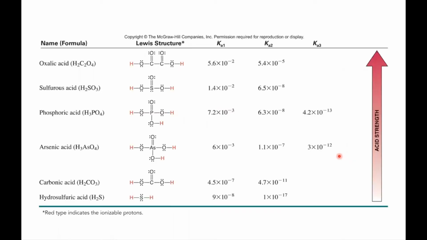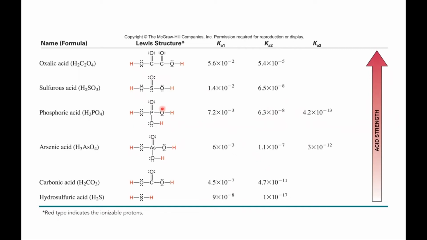So here are a few of these polyprotic acids. We have oxalic acid, an important acid in a lot of industrial processes. It's used as a sort of oxidizing agent. Sulfuric acid, phosphoric acid, arsenic acid. Sulfurous acid and phosphoric acid I've already talked about. We have arsenic acid, carbonic acid, and hydrosulfuric acid. As you can see here, they're generally oxo acids.